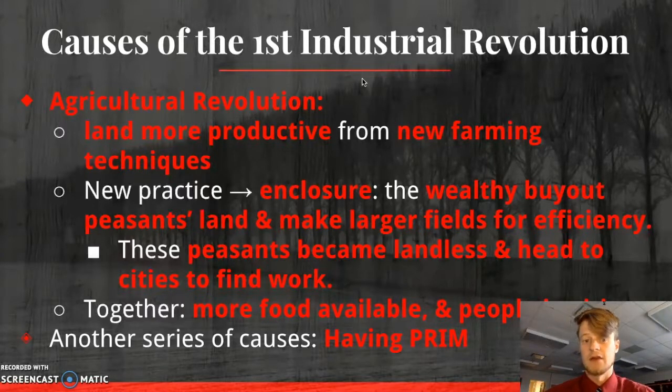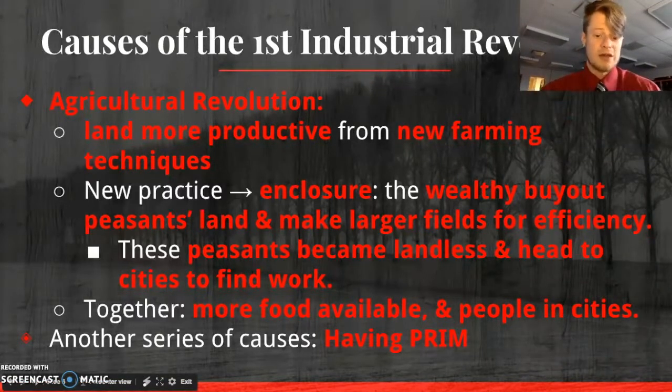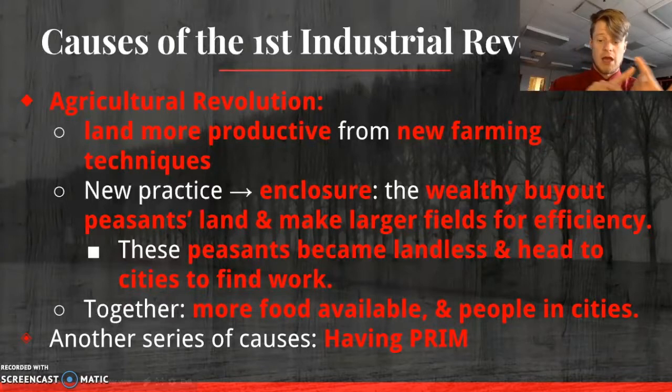Enclosure, though, also has a really, really important other effect, which leads us to the second cause of the Industrial Revolution: you need people in order to make a change. You have to have people working in factories, you have to have them producing things that they haven't normally produced, and you're going to have to get those people from somewhere. So when the enclosure practice happens, when the wealthy go out and buy peasants' land, these peasants don't have anywhere to go. And so where do they go? They go into cities and they look for work. And together, what do we get? More food's available and more people are living in urban settings.